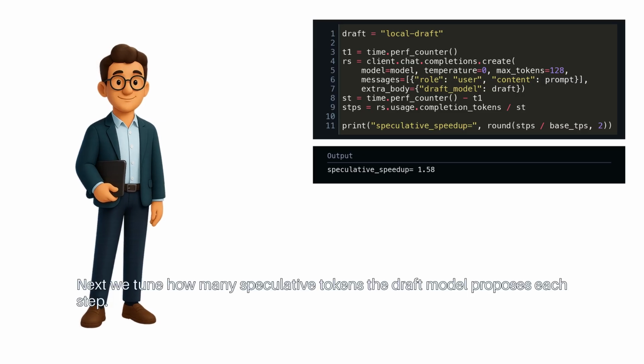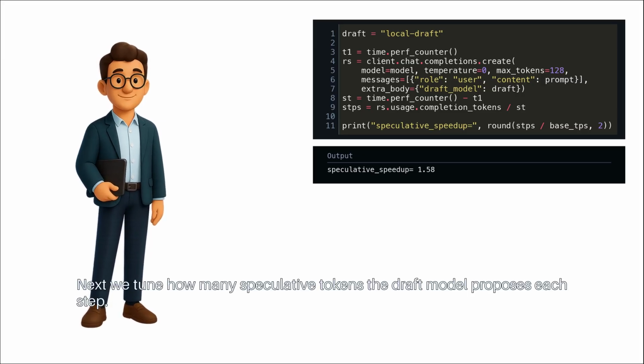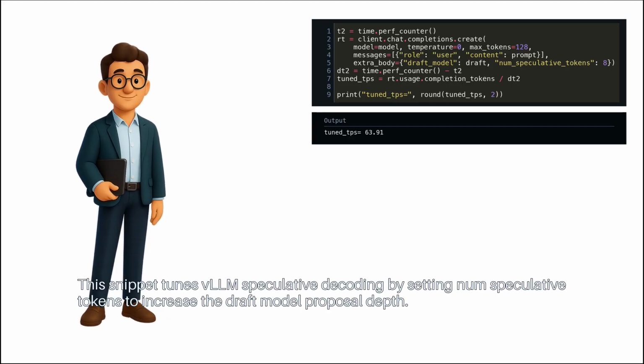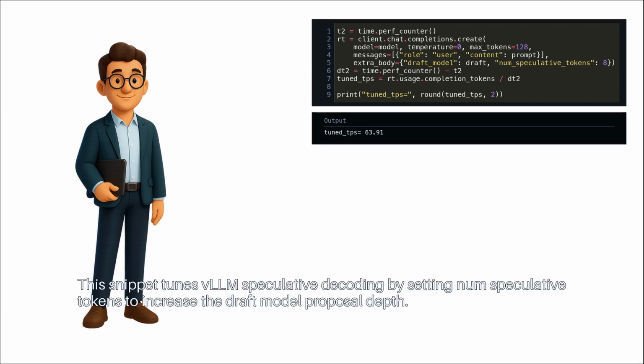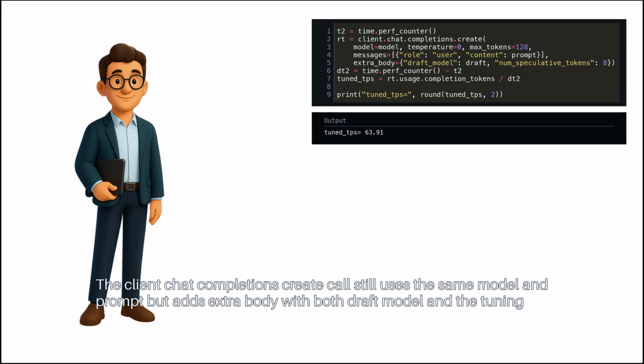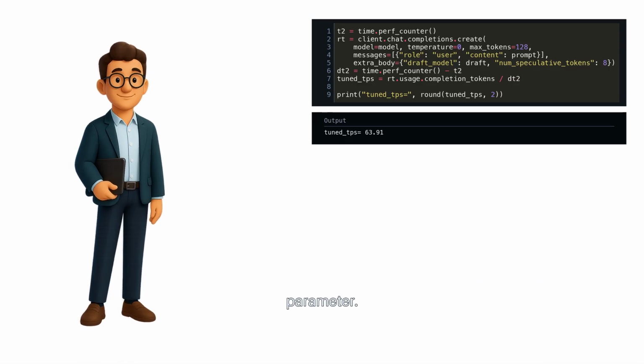Next, we tune how many speculative tokens the draft model proposes each step. This snippet tunes vLLM Speculative Decoding by setting num speculative tokens to increase the draft model proposal depth. The client chat completions create call still uses the same model and prompt, but adds extra body with both draft model and the tuning parameter.